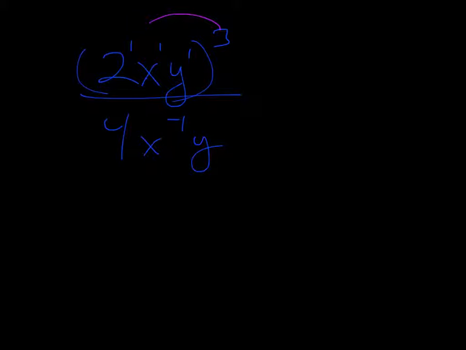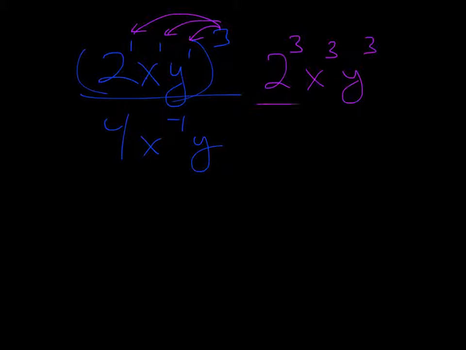So then this 3 has to be distributed to every exponent, and what we're going to do is we're going to multiply. So this is a power to a power. So that's where I multiply. So this simply becomes 2 to the third, x to the third, y to the third. My denominator, I'm not going to change it yet. I just wanted to write that out first.